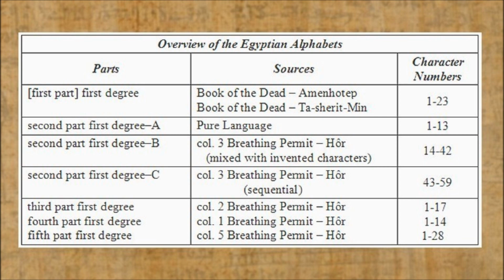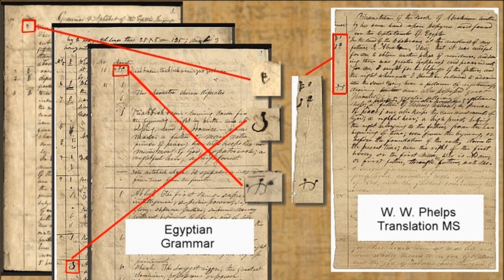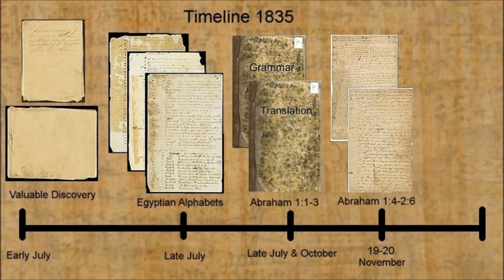As we have learned, only the first three characters in the translation documents have a match in the Alphabets and Gael, which suggests that the translation was interrupted. This is not what one might expect if the translation had been completed before the Alphabets and Gael.